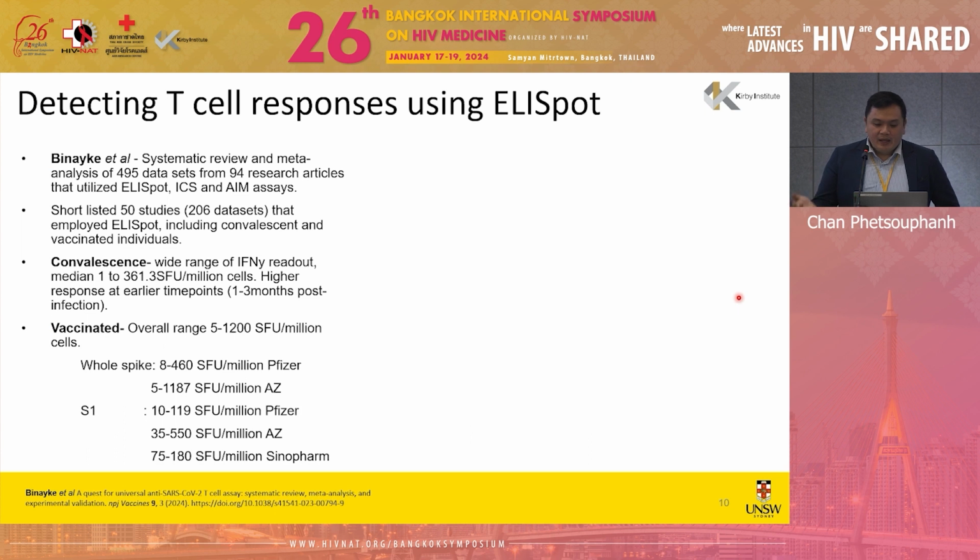And so to compare different studies that looked at T-cell responses to SARS-CoV-2, luckily for me today, Binayke published a systematic review and meta-analysis 2 weeks ago, where they comprehensively looked at 495 data sets from 94 research articles that utilized either the ELISpot, the ICS, or the AIM assay individually or in combination. They shortlisted 50 studies with 206 data sets that employed ELISpot, and then included convalescent and vaccinated individuals in this data set.